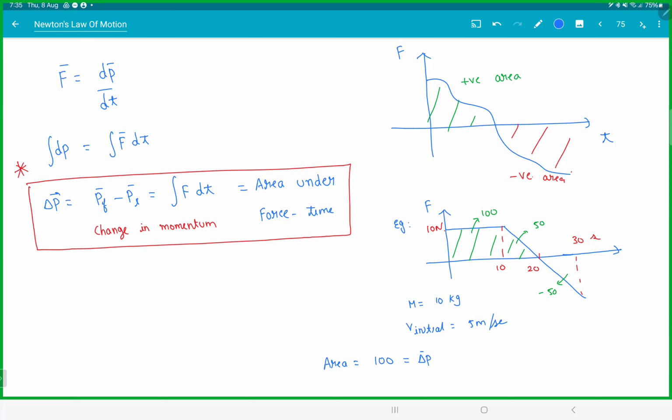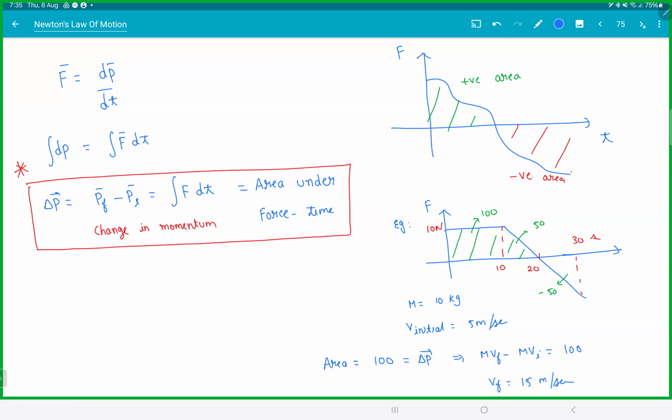This is change in momentum. So that is m v final minus m v initial is equal to 100. M is 10. So we get v final is equal to 15 meters per second. There, they can frame questions like that.